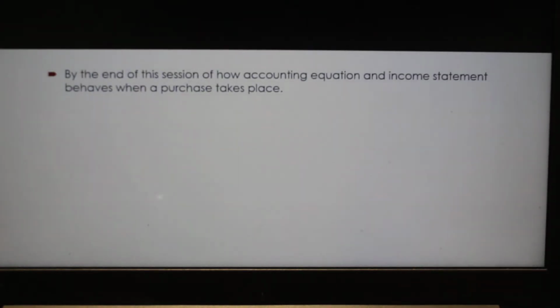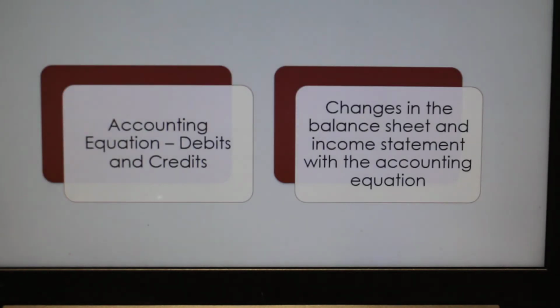By the end of the session, you will have a better understanding of the accounting equation and income statement and how it changes with debits and credits. Our objective is to look at the accounting equation, debits and credits, and then also look at the balance sheet or the income statement with debits and credits.